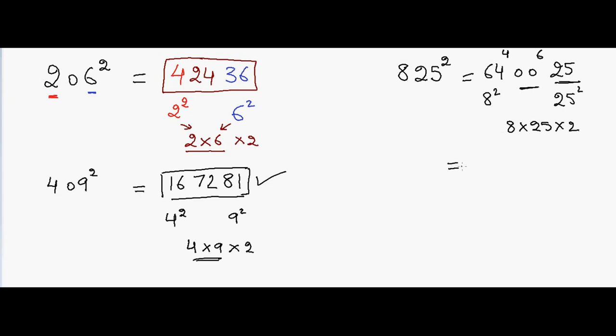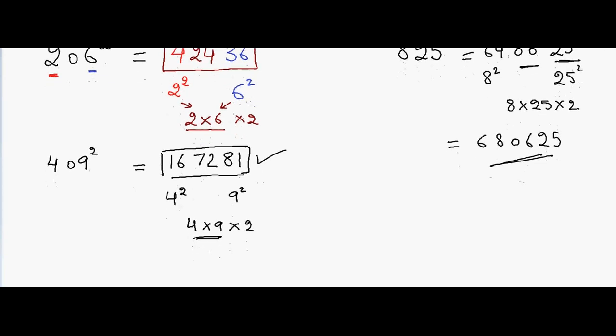Now if we add them together, then it will be 6, and 4 plus 4 is 8, 0, 6 plus 0 is 6, and 25. So that will be my answer. If you practice, then you can always do this calculation without even writing it on paper. Now how does this trick work? Let's look into it.